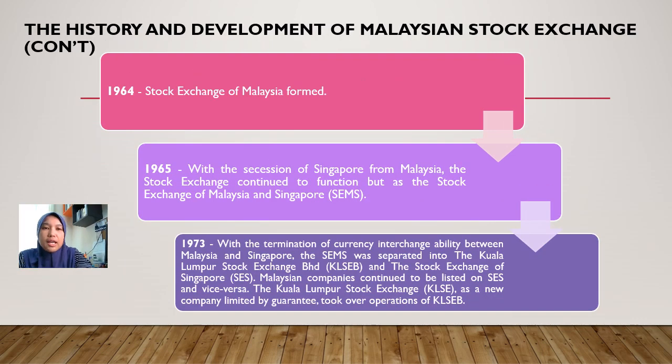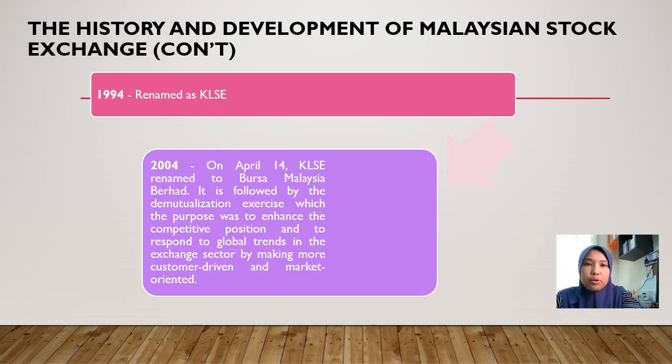In 1964, the Stock Exchange of Malaysia was formed, due to the separation between Singapore and Malaysia. In 1965, they changed the name to the Stock Exchange of Malaysia and Singapore. Then in 1973, again they changed their name and came up with their own policy about the stock exchange. In 1994, it was renamed KLSE, the Kuala Lumpur Stock Exchange. In 2004, KLSE was renamed Bursa Malaysia Berhad, and until now we still use Bursa Malaysia Berhad.